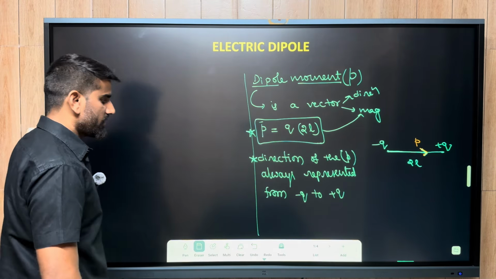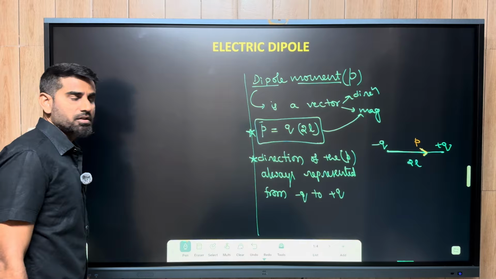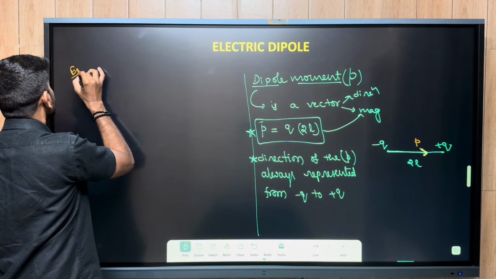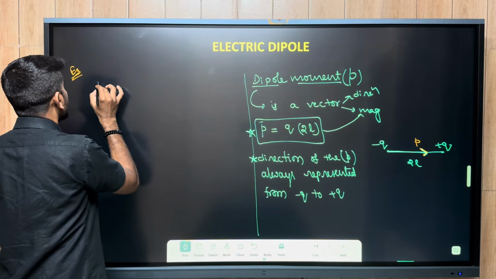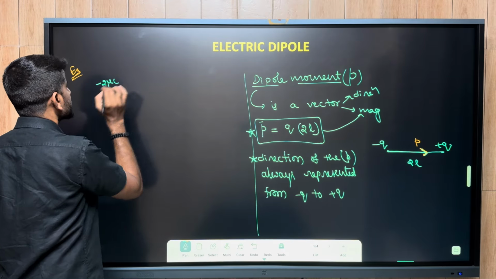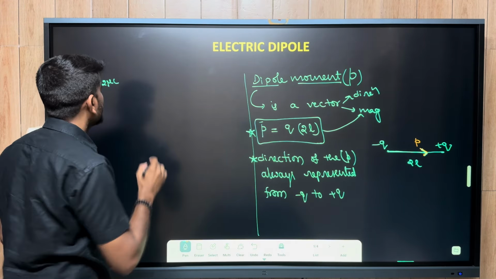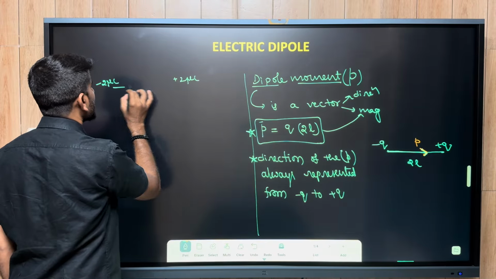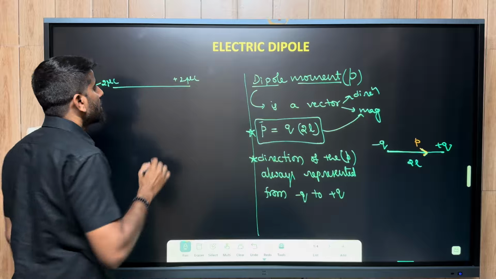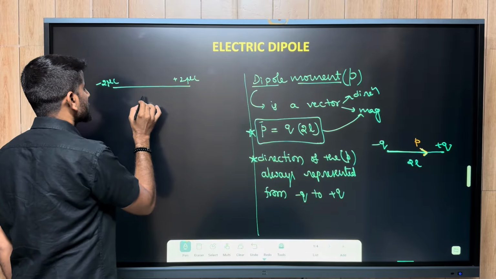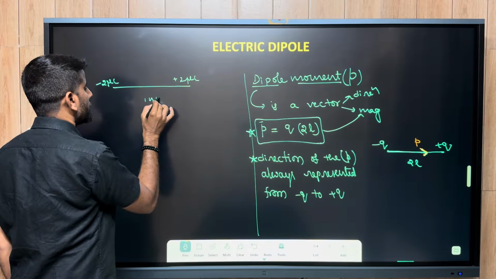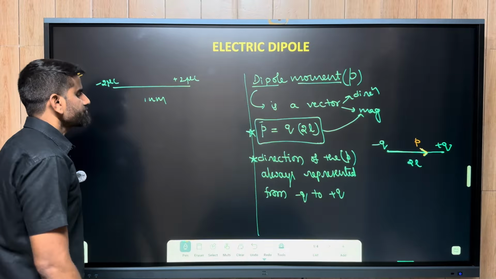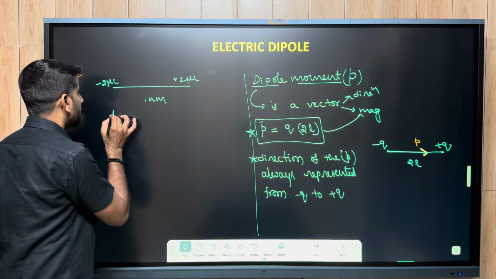Okay. Let's have an example here. Now here we have an example. I'm saying here we have a minus 2 microcoulomb charge and here we have a 2 microcoulomb charge, separated by a distance, let's say 1 nanometer. Now what is the dipole moment?